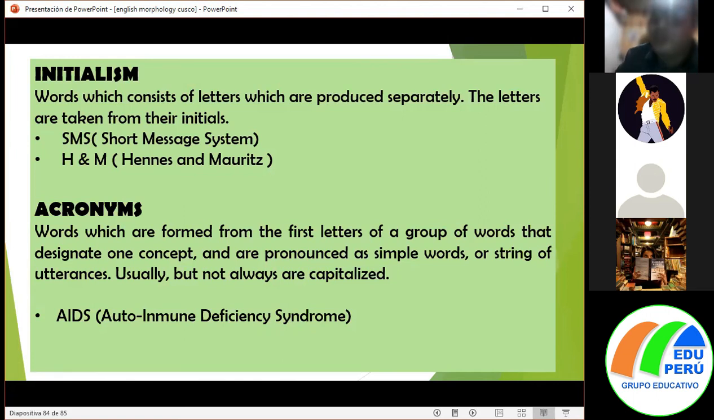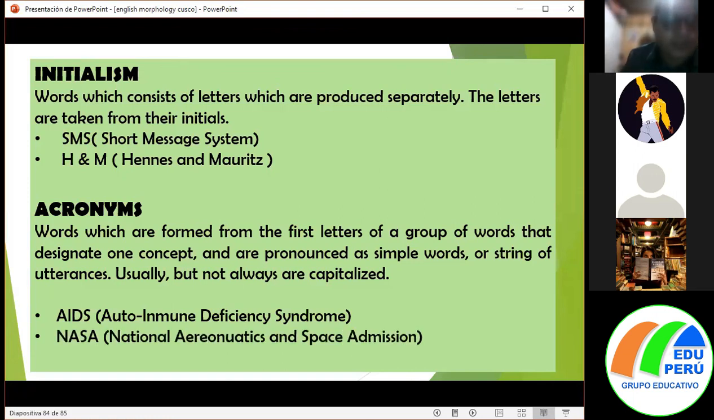UFO means unidentified flying object, and this is an acronym, pronounced together. You don't say U-F-O, you say UFO as a single word. This is an acronym. Another one is NASA, the National Aeronautics and Space Administration.